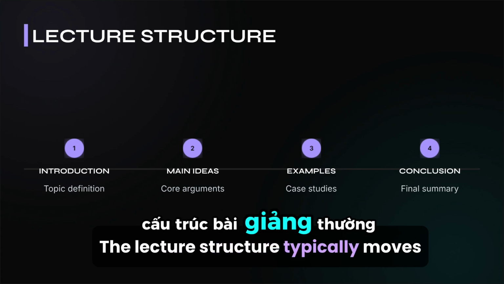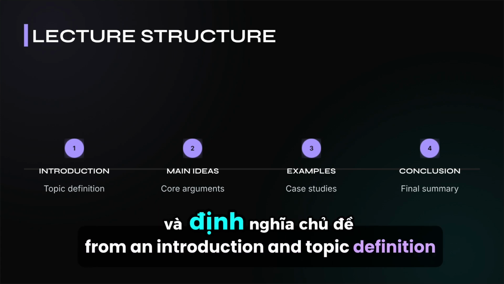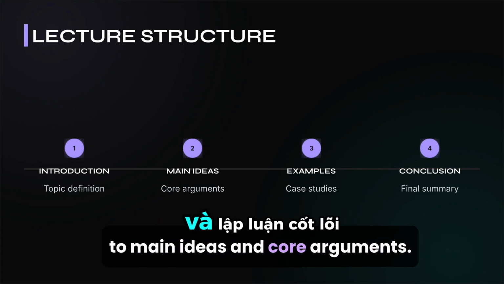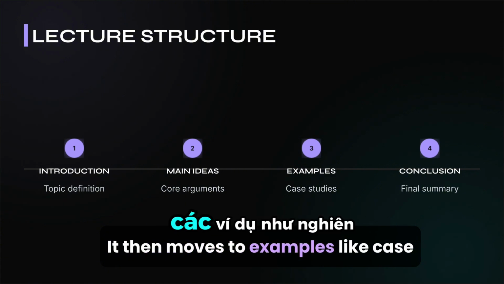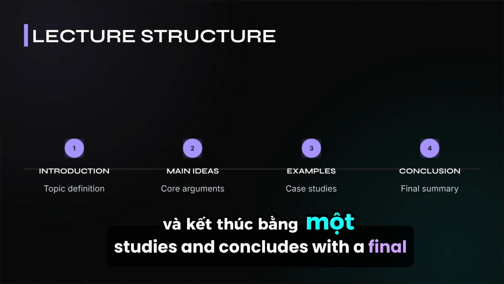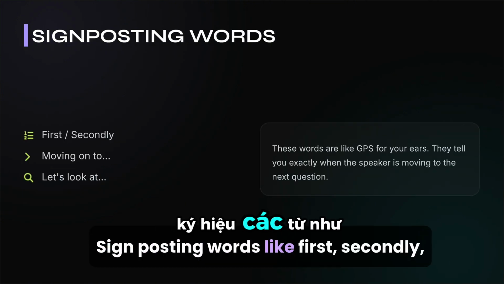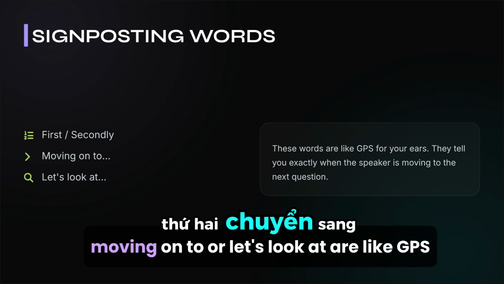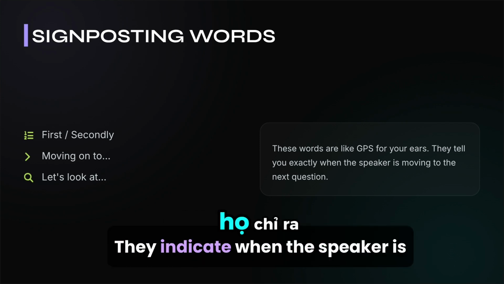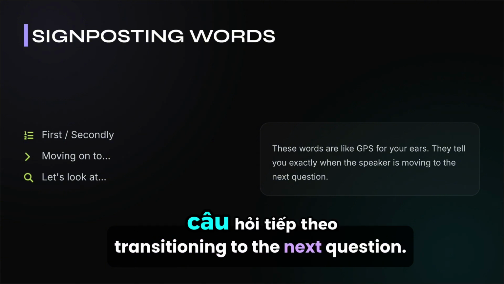The lecture structure typically moves from an introduction and topic definition to main ideas and core arguments. It then moves to examples like case studies and concludes with a final summary. Signposting words like first, secondly, moving on to, or let's look at are like GPS for your ears. They indicate when the speaker is transitioning to the next question.